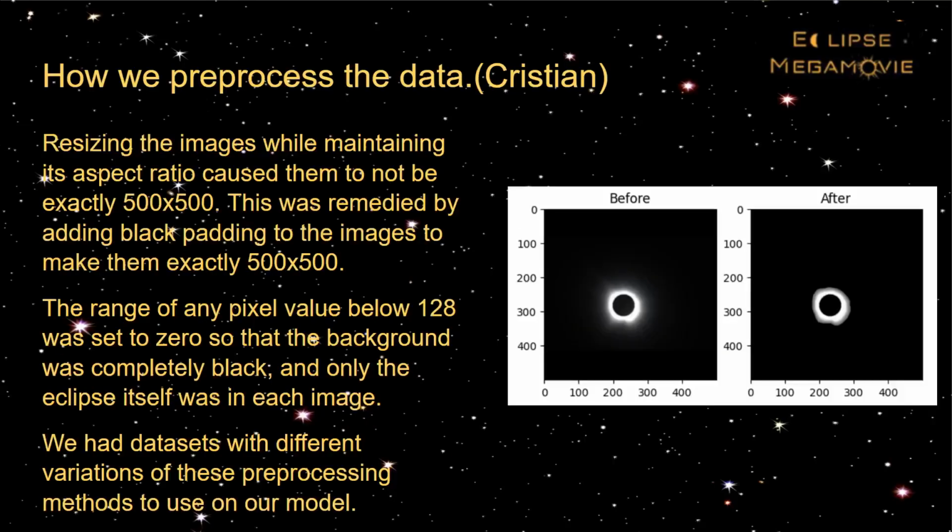When we resized the image and maintained the aspect ratio, we did it so that the images wouldn't get warped, but it caused them to not be exactly 500 by 500. We remedied this issue by adding a black padding to the side of each image to make them exactly 500 by 500.